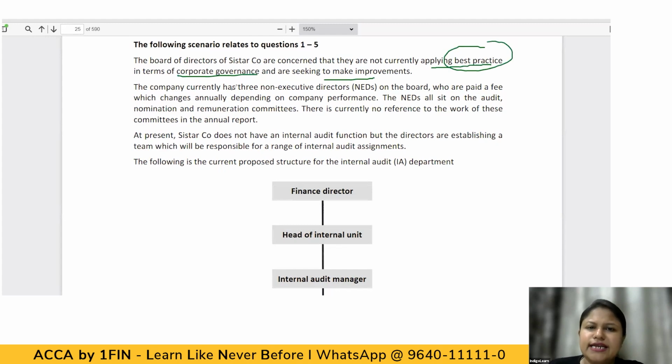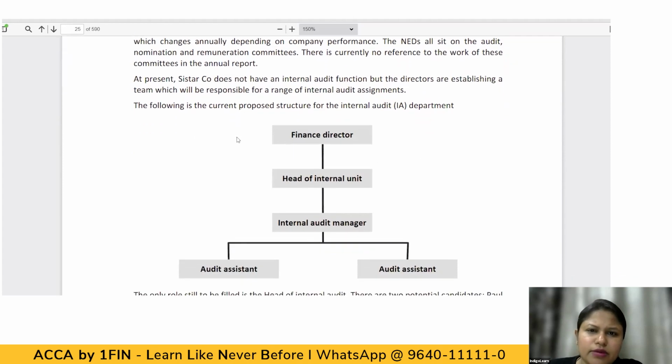The company currently has 3 non-executive directors on the board, which is a good thing, who are paid a fee which changes annually depending on the company's performance. Here, NEDs' fees are based on the company's performance. How can that be possible? The NEDs all sit on the audit, nomination and remuneration committees. That's quite good because we require independent directors to be part of these subcommittees of the board. There is currently no reference to the work of these committees in the annual report. Wrong. In the annual report, you have to clearly give the work of these committees.